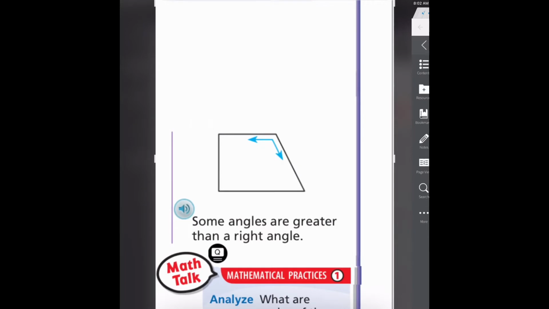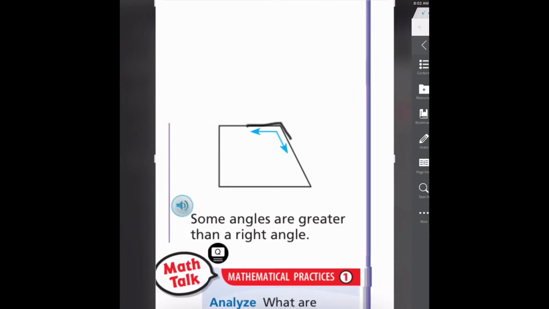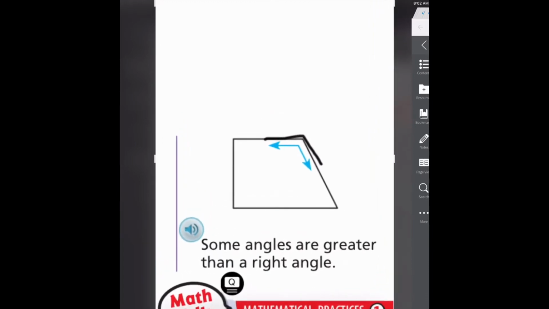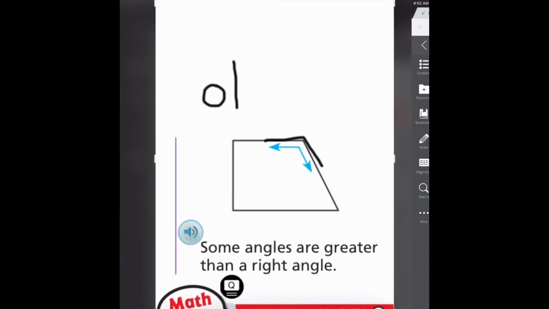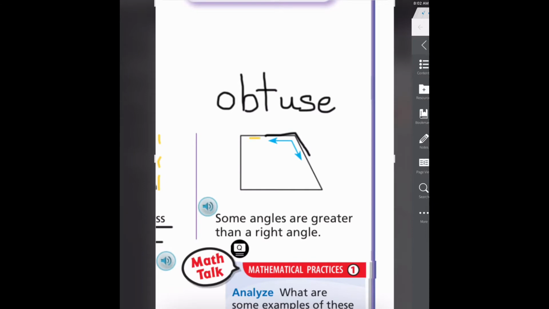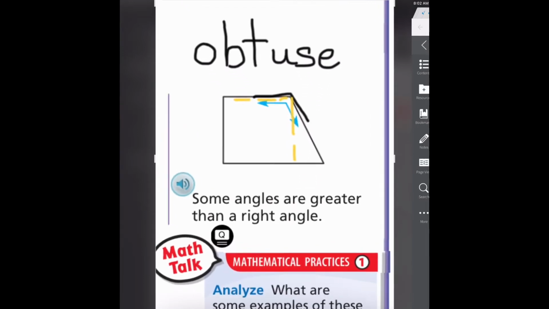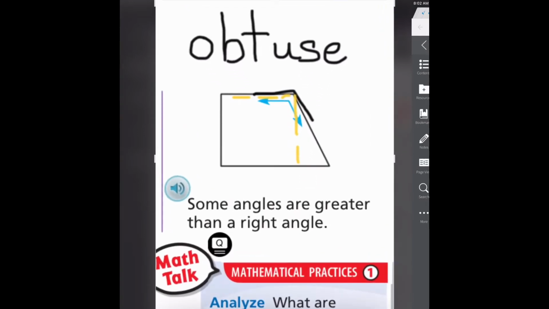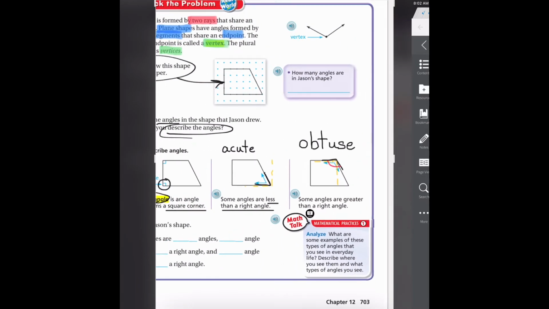We also have angles that are greater than a right angle. Oops, let me redo that. There we go. Greater than a right angle. And those angles also have a name. They are called obtuse angles. And again, if we compared that to the corner of your paper, which has a right angle like this, this angle is bigger or wider than the angle you would get on your paper. That's called obtuse, greater than a right angle.